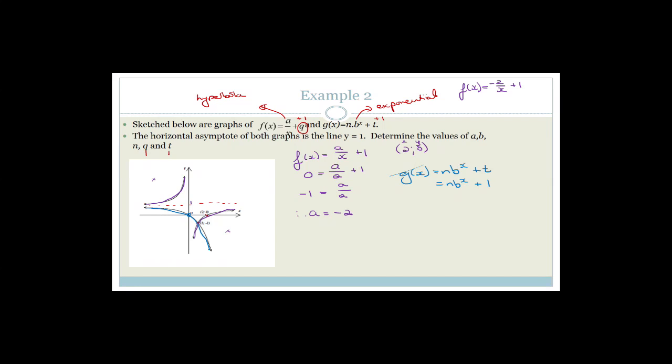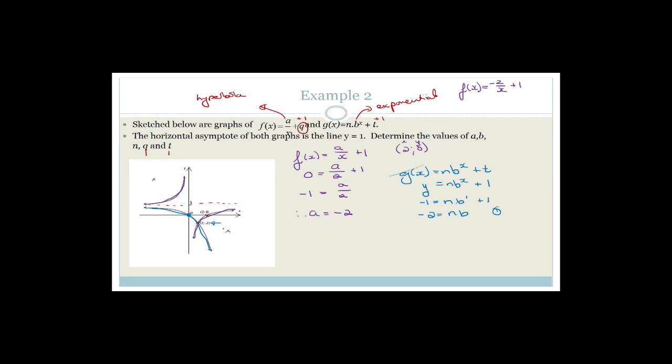Okay, so let's have a look at this. Do you agree that this equals y? So now, let us substitute in this value here, 1, minus 1. So when x is 1, y equals minus 1. So we've got minus 1 is equal to n times b to the 1, plus 1. Okay, so do you agree, therefore, that we can say minus 2 is equal to n times b? So we're going to call that equation 1, using that point there, the 1, minus 1.